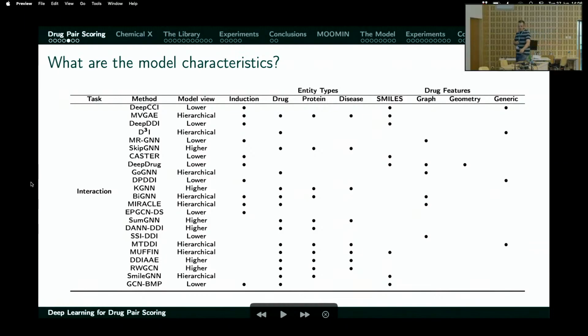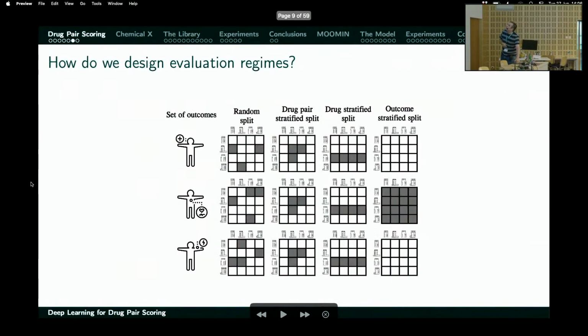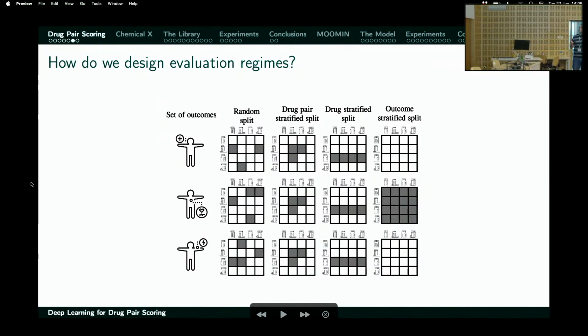Cool. So one of the big questions in this domain is how you design evaluation regimes. One way to think about it is that you have on one side the drug that you are interested in, and on the other side you have the other drug. And then you have the context that you are working with. You have this data that you can think of as a large tensor where you have drugs in one dimension, drugs in the other dimension, and you have the outcomes. And the question is how you stratify your data to have a good evaluation regime.